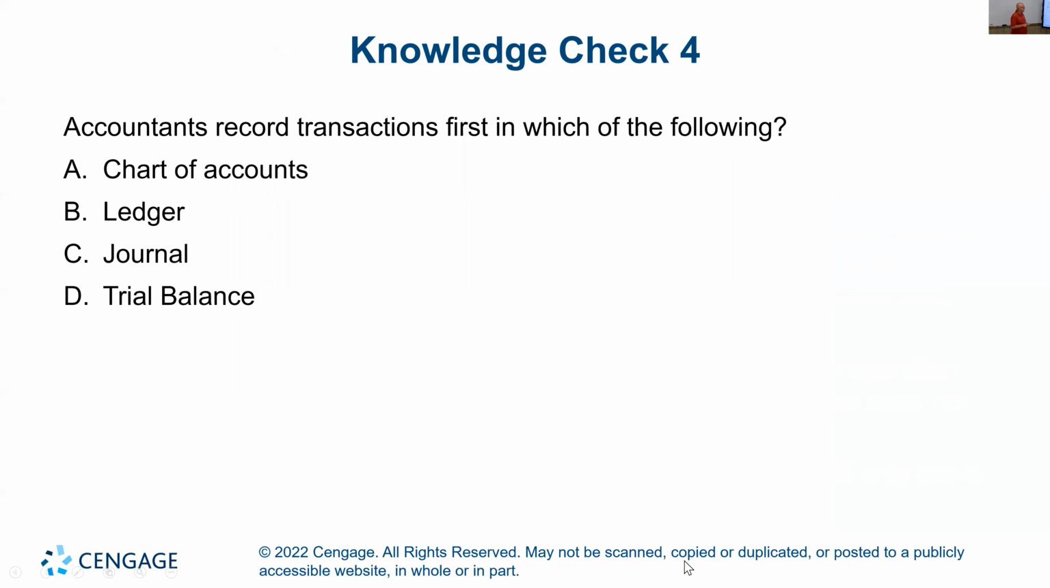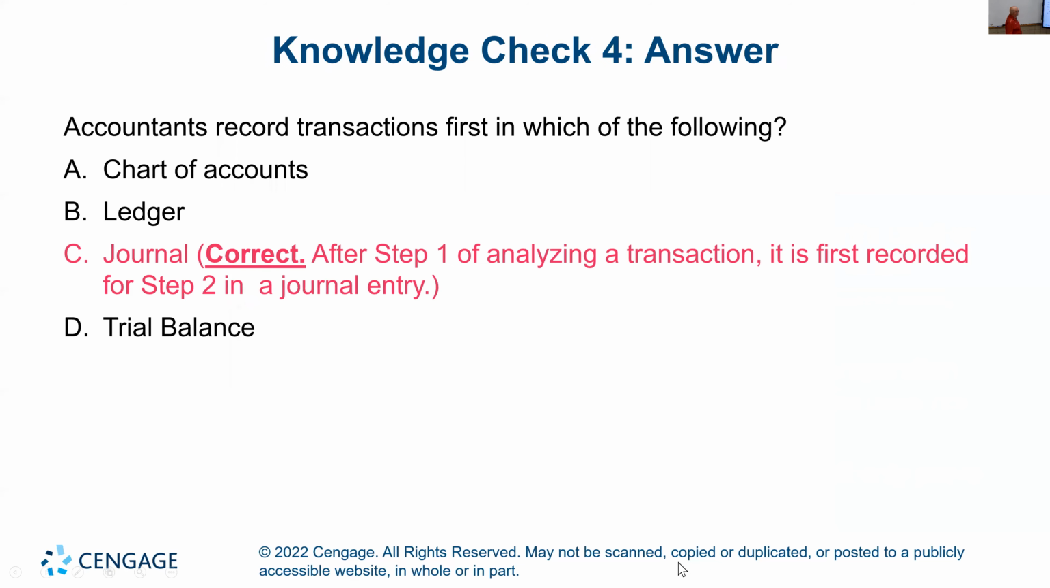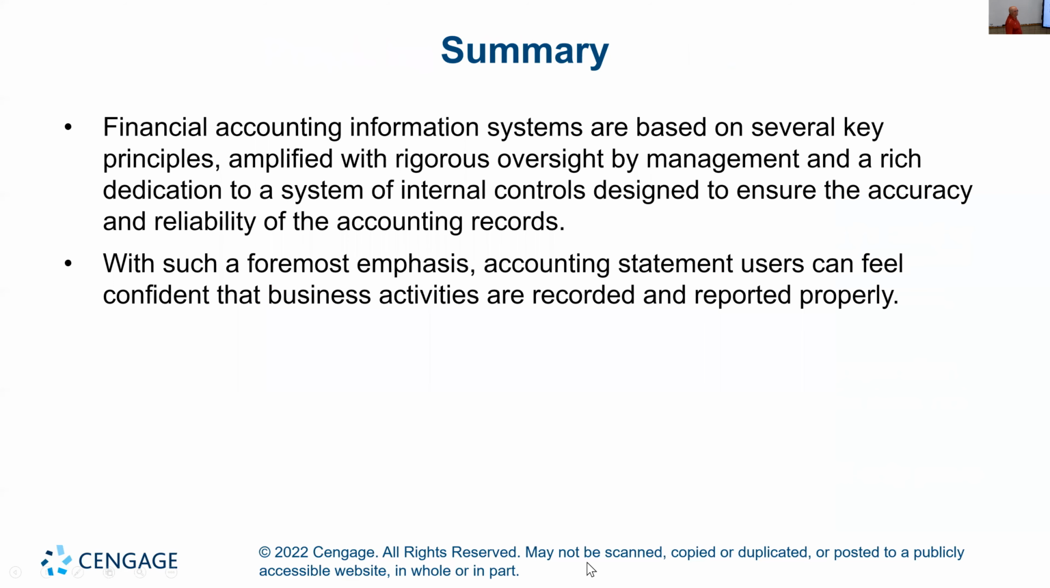Accountants record transactions first in which of the following? What is the book of original entry? That is our journal. So after we analyze it, we record it in a journal. From the journal, we post it to the ledger. From the ledger, we make a trial balance. Okay?